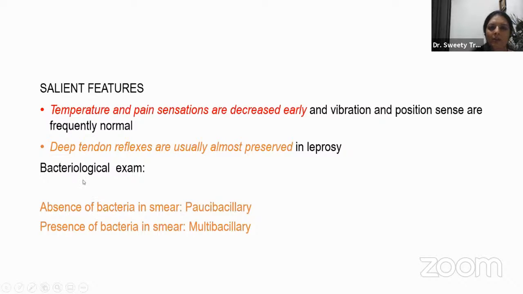When you do a bacteriological examination using nasal scrapings, ear lobule or skin smear, or skin biopsy, if there is absence of bacteria, it is paucibacillary. Presence of bacteria, even a single bacterium, is multibacillary, and you should straight away shift to the multibacillary regimen.